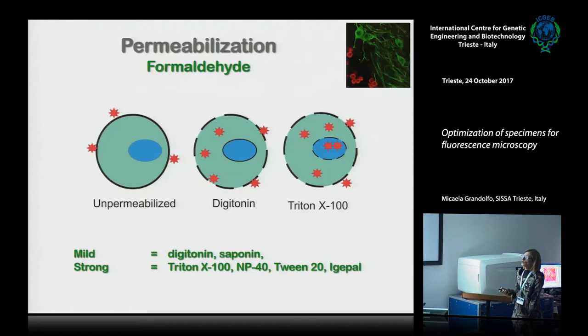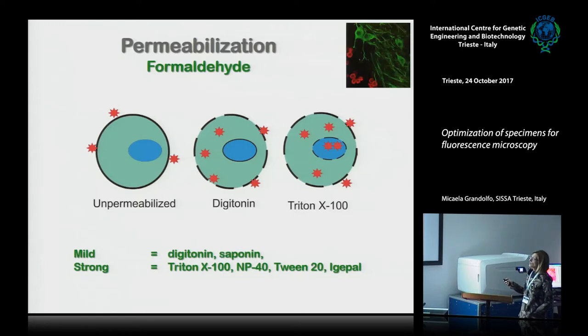Okay, you have to use some detergents, first of all, and you can choose between two categories of detergents. A mild one, like digitonin or saponin. They extract selectively cholesterol from the membranes, and they are very effective if you want to permeabilize only the plasma membrane of the cells. Or you can use some strong detergent like Triton, NP40, Tween 20, Igepal. These are non-ionic detergents. They break the protein-protein interaction and protein-lipid interaction without denaturing the proteins. So the effect is more unspecific.